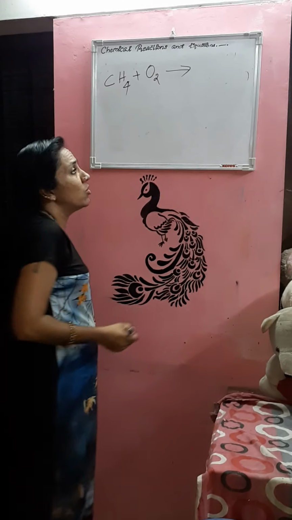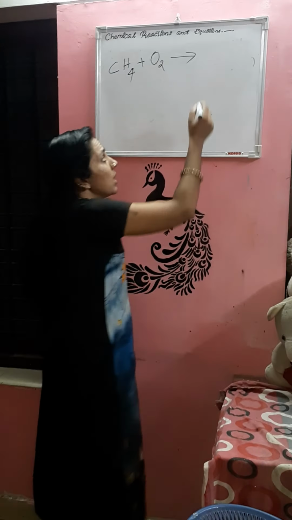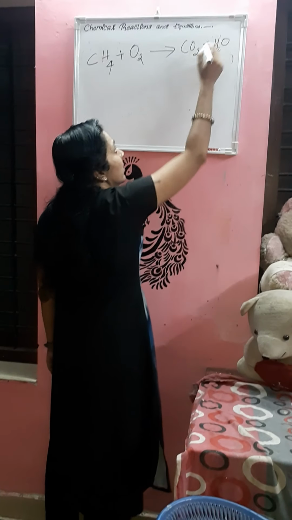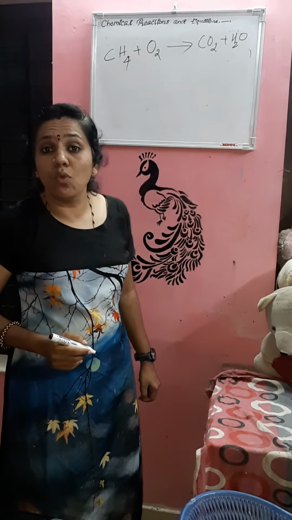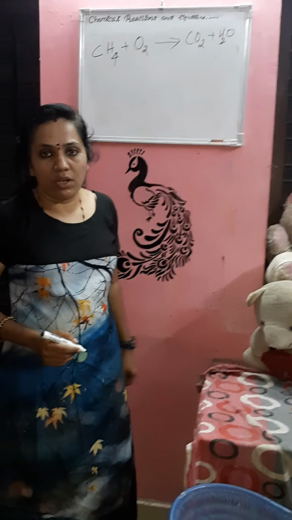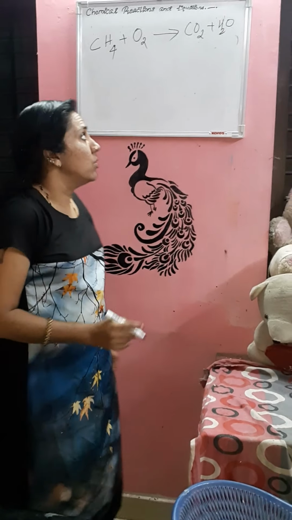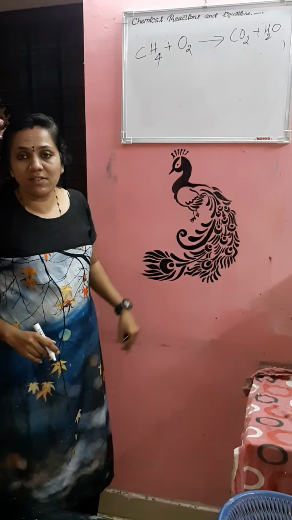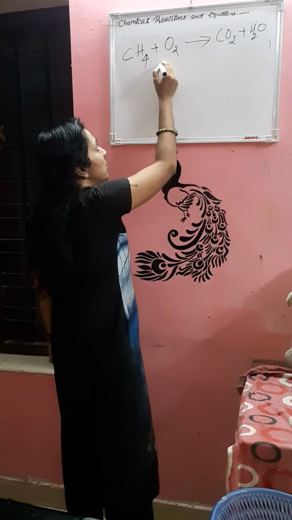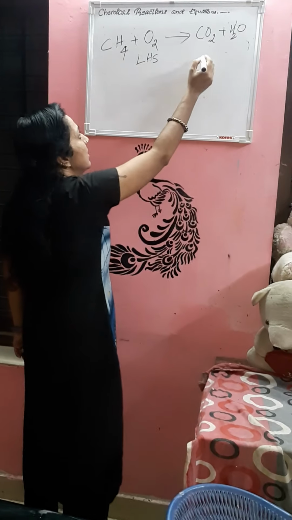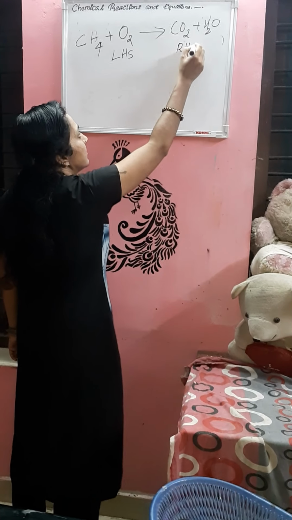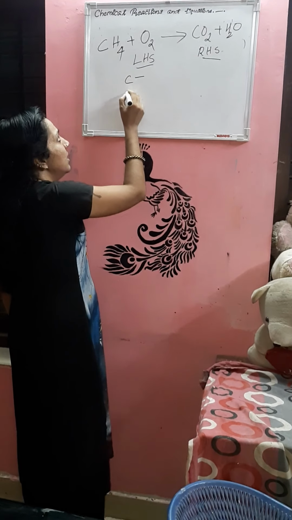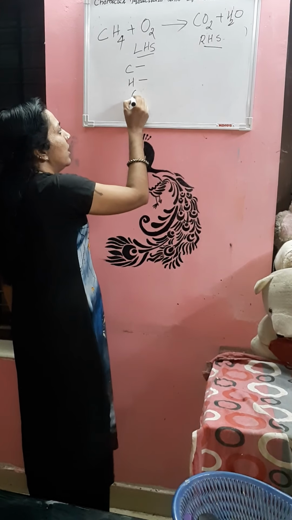How will you write what the products are? The products are carbon dioxide and water. You will write carbon dioxide CO2 and water H2O. H2O is a liquid. So how will you write the balanced equation for this? So first we should write the LHS. Then you should write the RHS. So on the LHS first one is C, next one is H, and the other one is O.